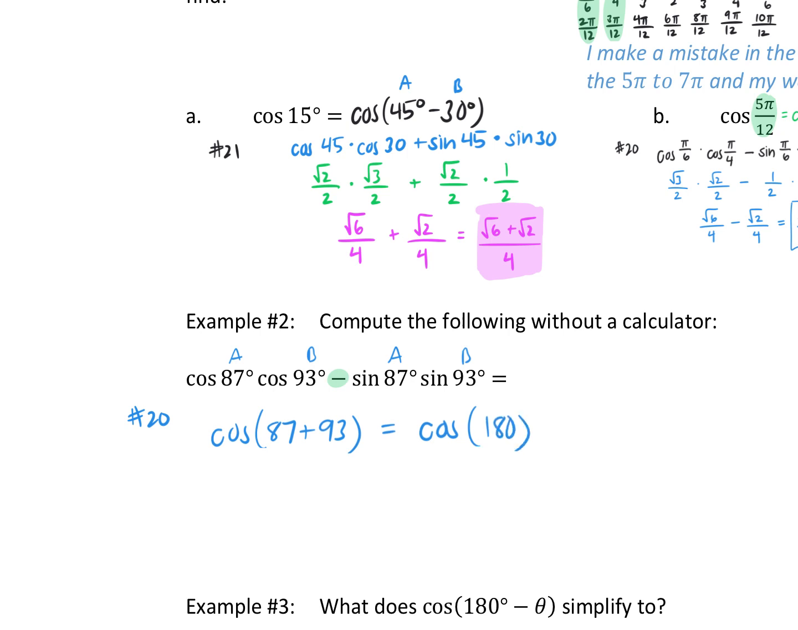180. And if I go to my unit circle, if you don't remember, cosine of 180 degrees is equal to -1. Again, these formulas allow us to calculate stuff without a calculator if it is adding or subtracting on the unit circle.